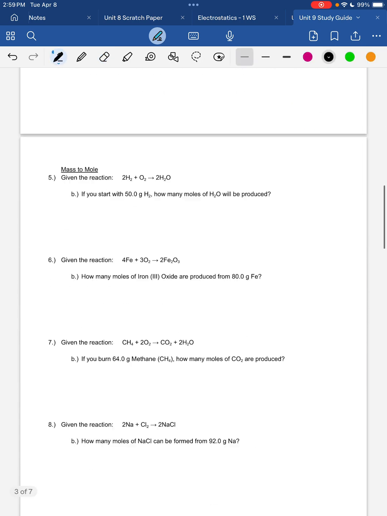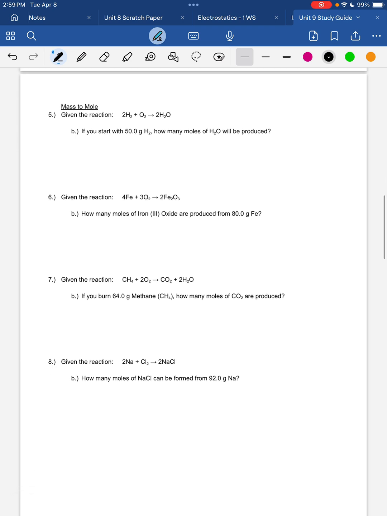Okay. Next page, mass to mole. Here I'm already giving you a balanced equation, which is pretty nice. So that's one less step that you're going to have to do for this particular problem. So let's just go ahead and jump right into B. So it says, if you start with 50 grams of hydrogen, how many moles of water, H2O, will be produced? So 50 grams of hydrogen is what's given, and then moles of water is what you're trying to find.